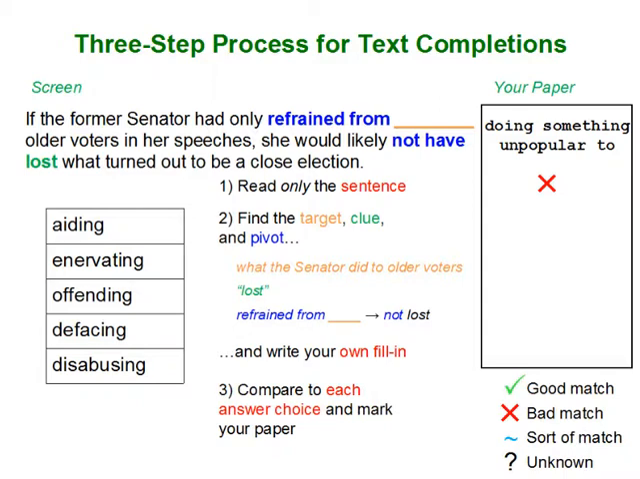And then you're going to make one of the 4 marks below for each of those answer choices. So it's very important that you mark either a check if you know the word and it's a good match, an X if you know the word and you know it's a bad match, a tilde if you know the word and you think it sort of matches what you're after, and a question mark if you don't know the word. And this is very important that you're honest and forthright in writing a question mark.